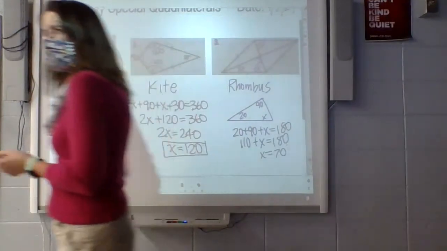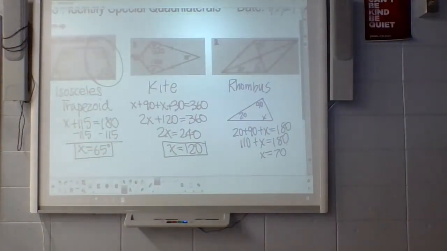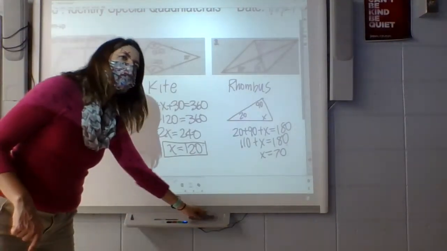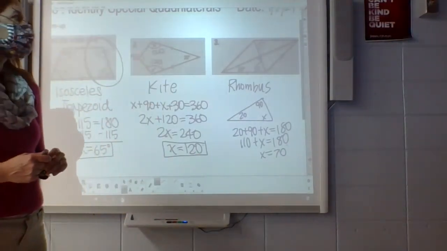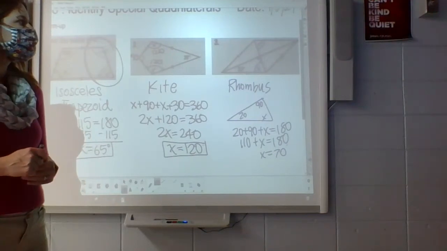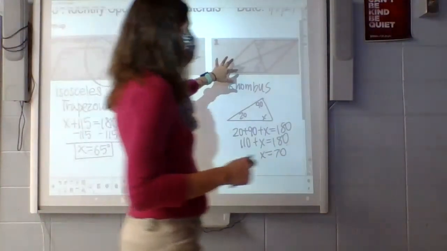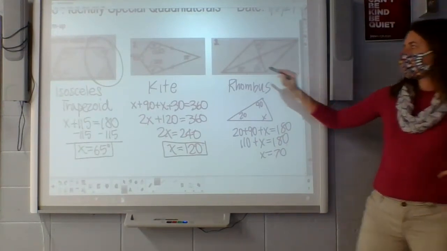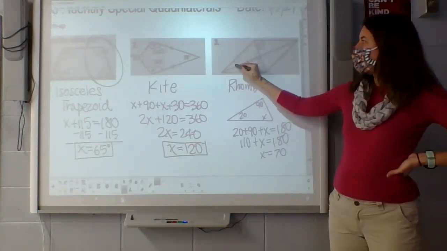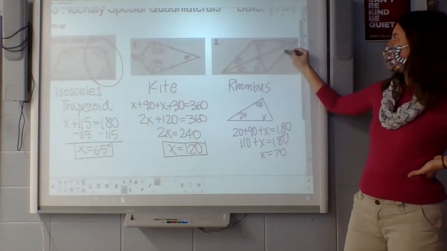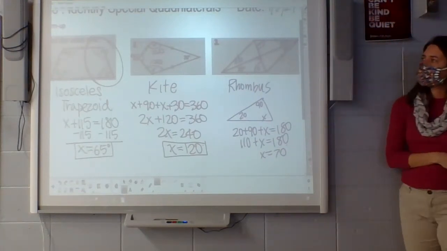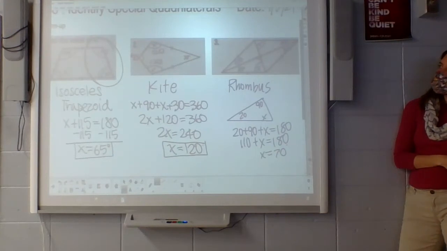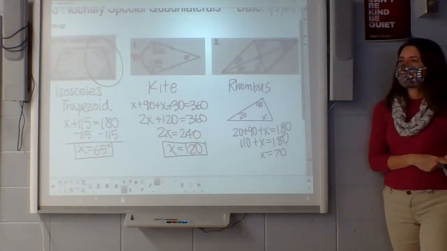Did anyone figure it out another way? Because all the sides are the same, I knew that you can take 20 degrees and put it on the other side, it's the same thing. So then I just multiplied 20 by 4 because of the 4 sides, and then I knew that it was 360, so I took 360 minus 80, and then divided that by 4.